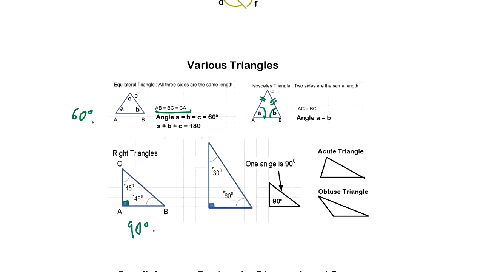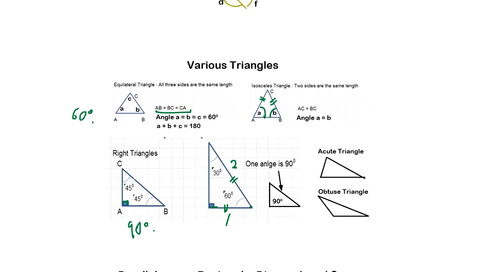Right? And you learn this very special case, 30 degrees and 60 degrees and 90 degrees, total 180. One angle is 90, a right angle, and you learn the ratio 1 to 2. The hypotenuse length is twice as much as this length in this triangle.